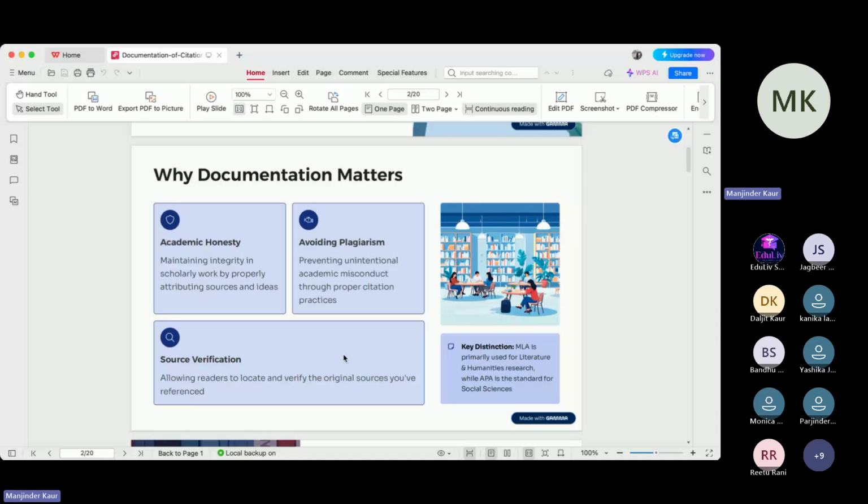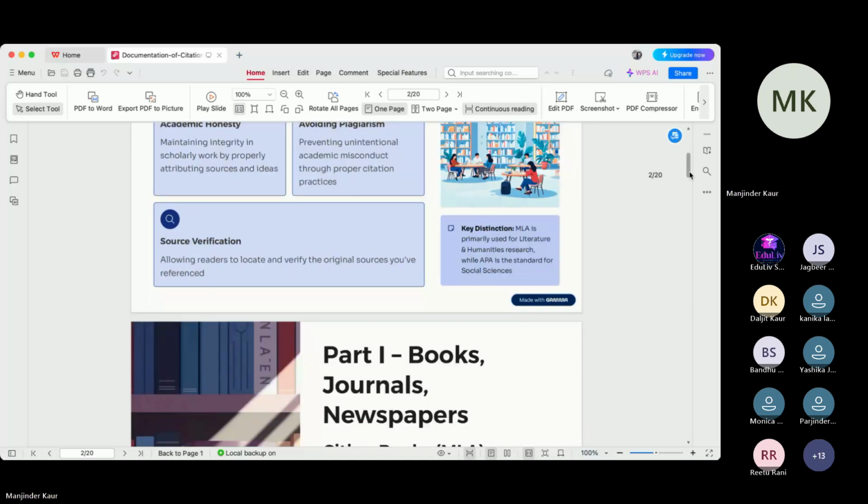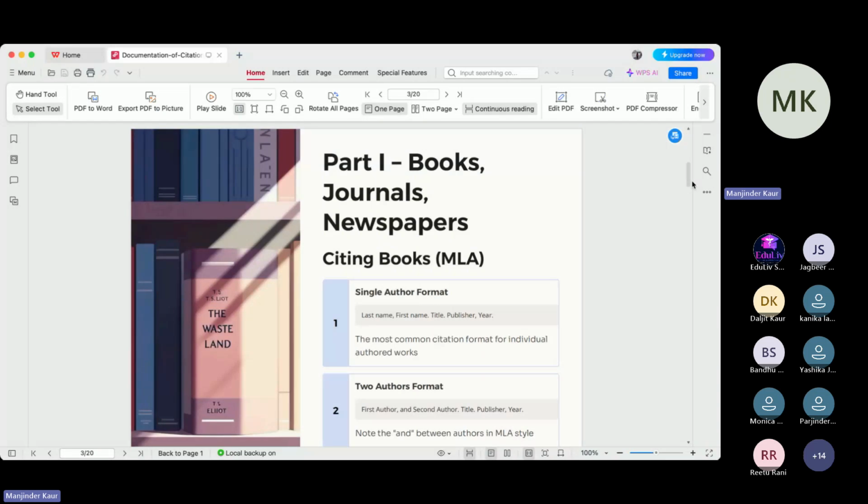Key distinction, what is the key distinction? What is the basic difference between MLA and APA style of formatting? MLA is basically for languages and literature and humanities research, whereas APA is the standard for social sciences research. Let's move further. First part is when and how we are supposed to cite the books, journals, and the newspapers.